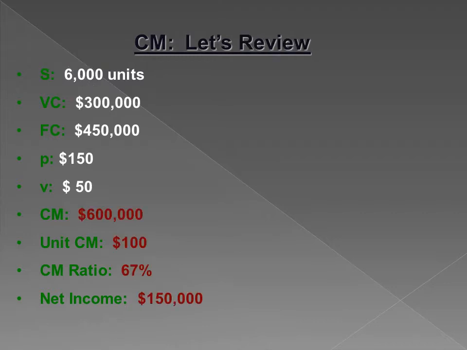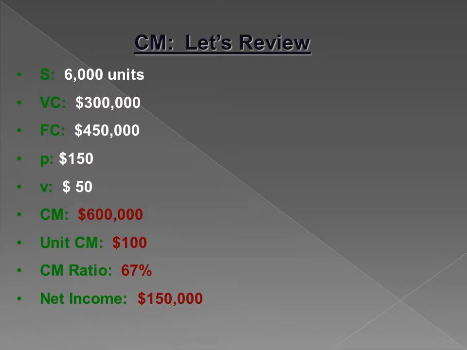Okay, is this what you got? Did you get a contribution margin of 600,000, which would have been simply your sales, which is your 6,000 units, multiplied by your P, which is your price, less your variable costs. Should have got you this number. And then your unit contribution margin, which would have been your price, $150 per unit, minus your variable cost per unit, $50, would get you the unit contribution margin.